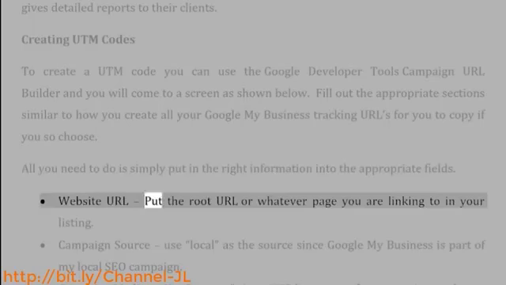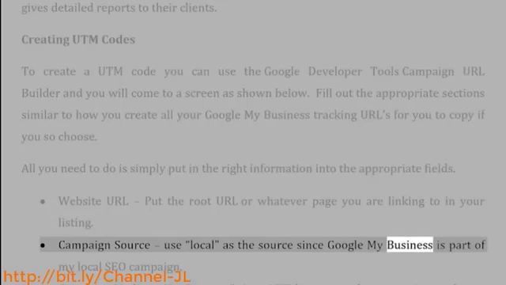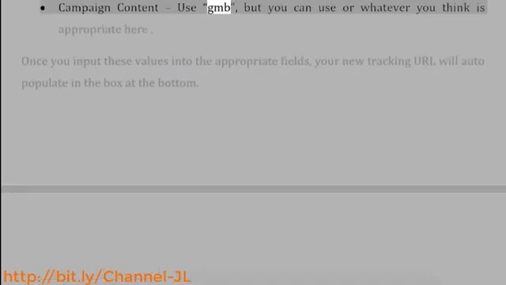Website URL, put the root URL or whatever page you are linking to in your listing. Campaign source, use local as the source since Google My Business is part of my local SEO campaign. Campaign medium, use organic since GMB listings are from organic searches. Campaign content, use GMB, but you can use whatever you think is appropriate here.